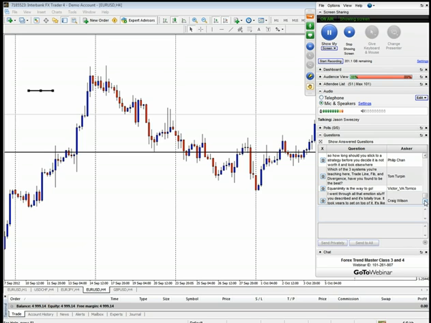Tom says, which system do I find the best? It's actually the divergence. I really do. I strongly trade the divergence mostly.